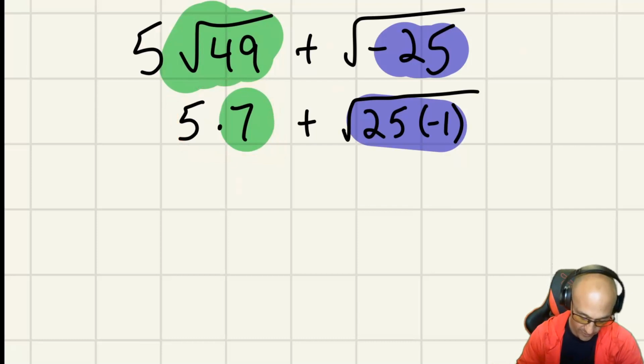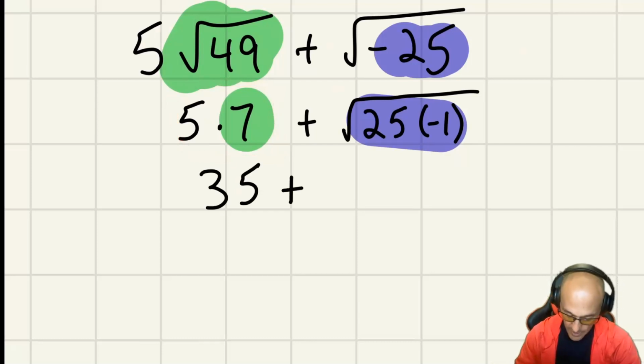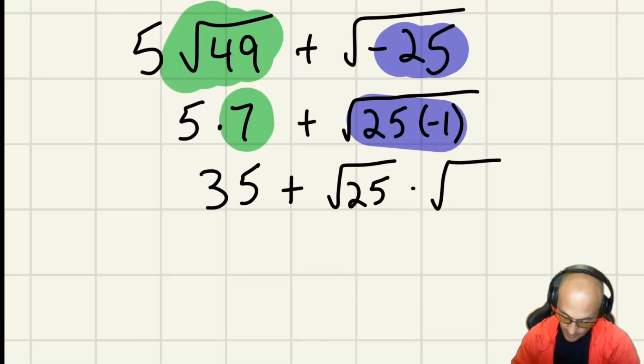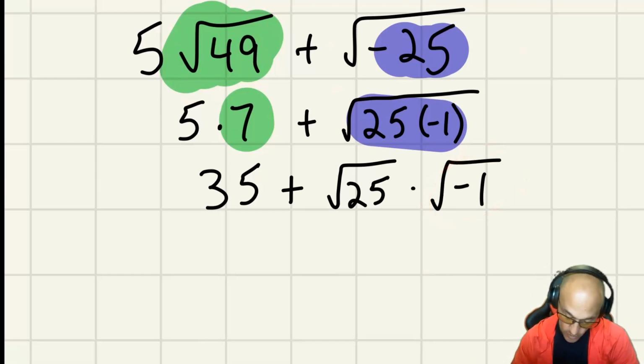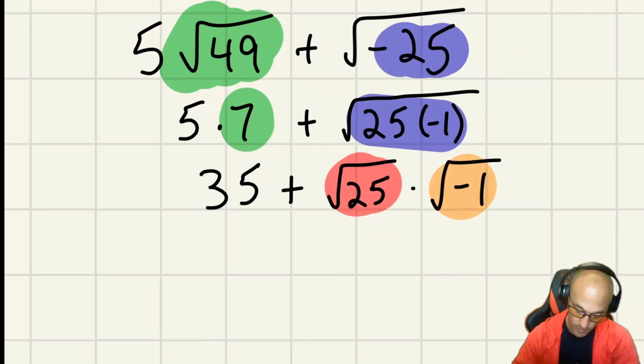But first we have 5 times 7, and that's 35. And then we can break apart this single square root into 2 square roots: the square root of 25 times the square root of -1. And as I said at the beginning here, the square root of -1, that's i. So now we also have to deal with the square root of 25. Because 5 times 5 is 25, the square root of 25 there is going to be 5. So I'm going to rewrite that, and I'm also going to rewrite this square root of -1.